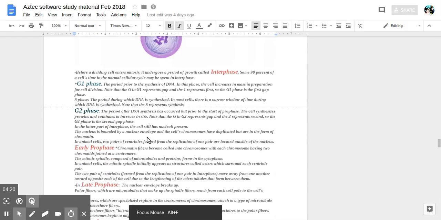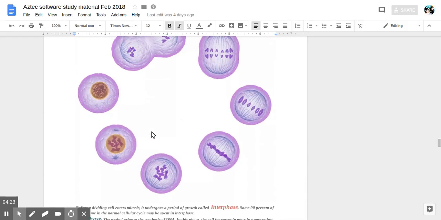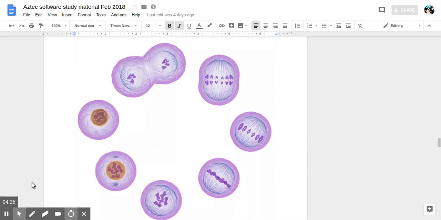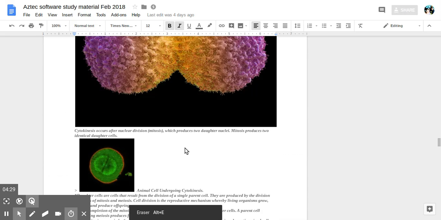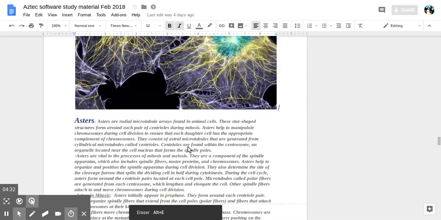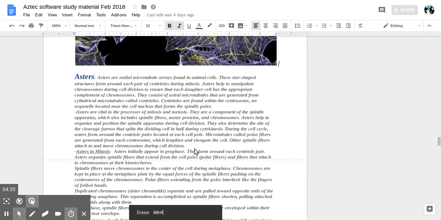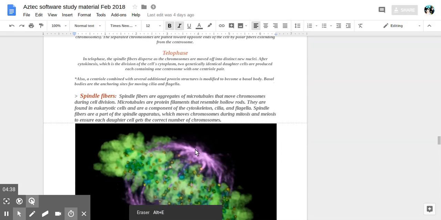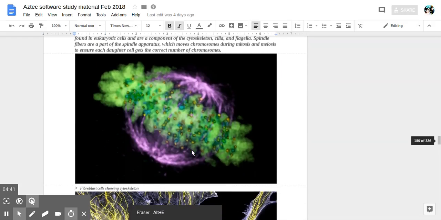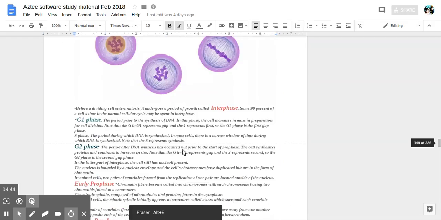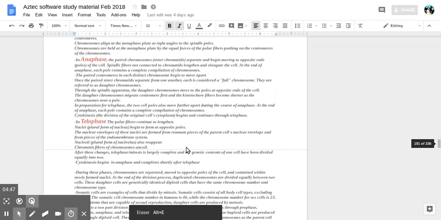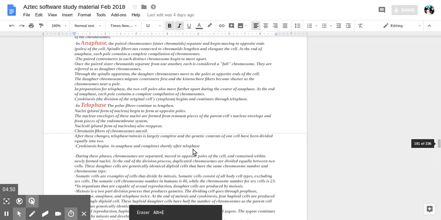So this is what it looks like, the steps, and then the lining up. That's the asters, and these are in metaphase, the genetic material. And then in anaphase, the paired chromosomes or sister chromatids separate, moving to opposite ends or poles of the cell. Spindle fibers that are not connected to chromatids lengthen and elongate the cell.